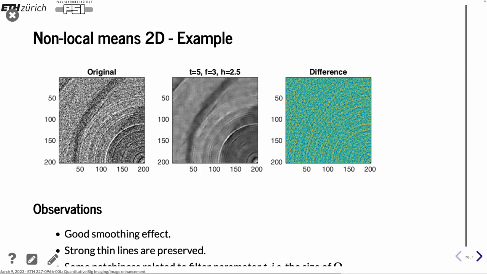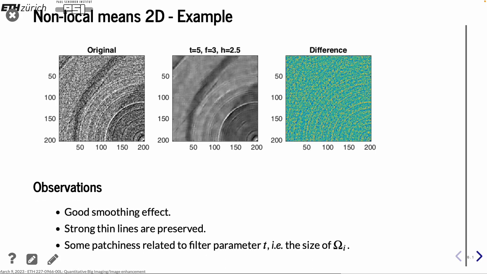There you have a notebook where you can play and see what the different parameters in the non-local means are doing. It has a very good smoothing effect, and you can see here that you really nicely take out the noise. In some cases you get some structures in the difference, but the important thing is that strong, thin lines are preserved, which is not the case when you do the convolution. You can also get this effect with the scale space filters.